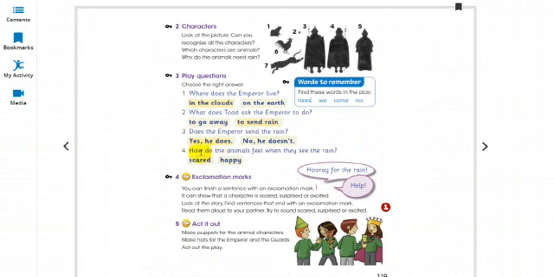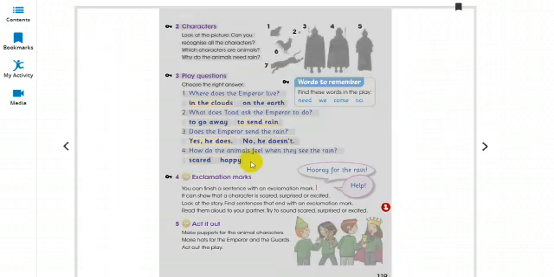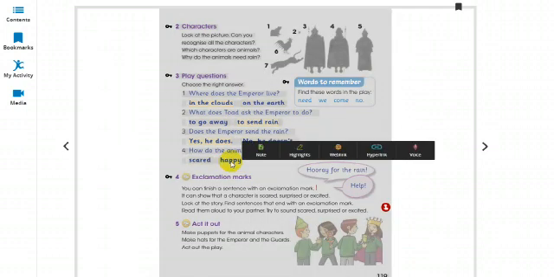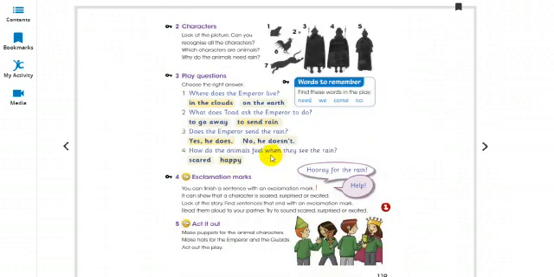How do the animals feel when they see the rain? Do the animals get scared when they see the rain? No, they get very happy. The animals feel happy. How do the animals feel when they see the rain? At the end of the story, we see all the animals are very happy. So, yes, the answer is happy.